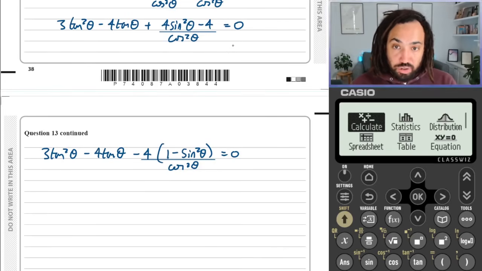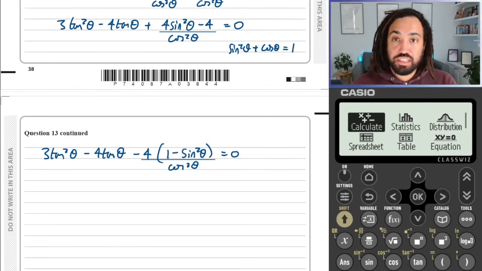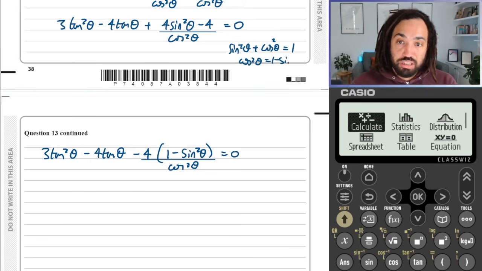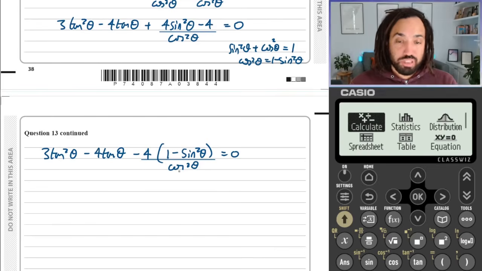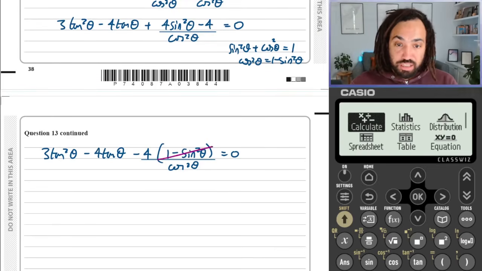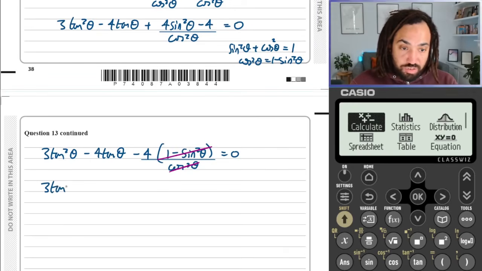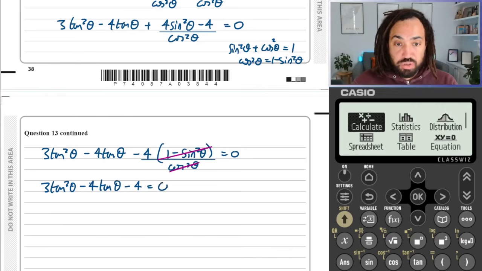Because as we know, sine squared theta plus cos squared theta equals 1, which means that if we want to work out cos squared, it's the same as 1 minus sine squared. So 1 minus sine squared there is cos squared. And of course, cos squared divided by cos squared is just 1. So that divided by that will make 1. And therefore we'll get 3 tan squared minus 4 tan theta, and then minus 4 times 1 is just minus 4, and that equals 0.